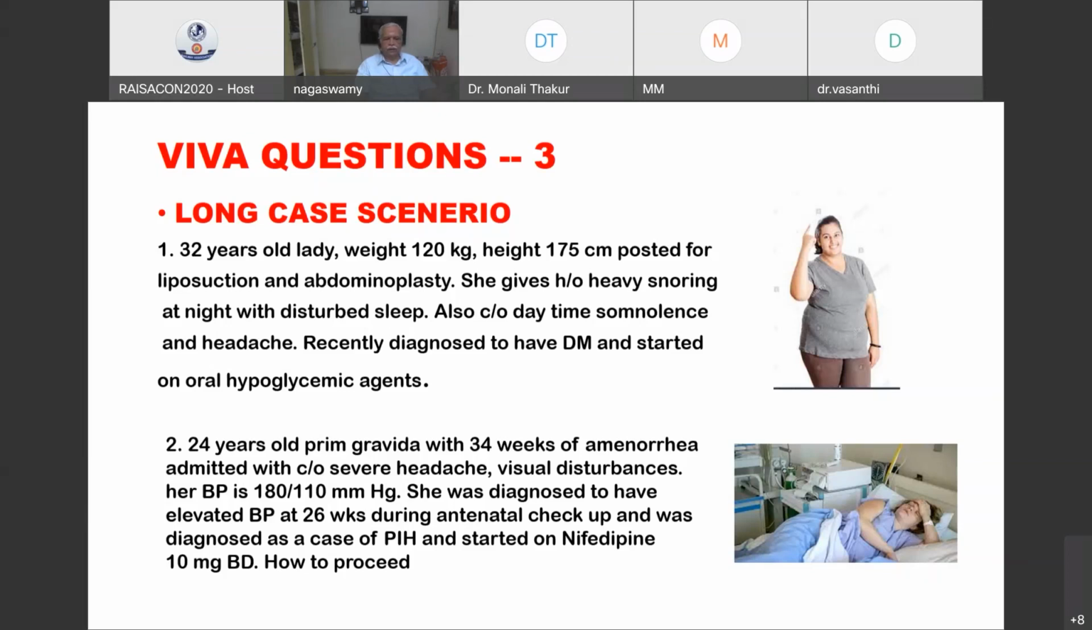So with all these things, now, how do you optimize this patient? This is not, as I told, a life-threatening emergency. It's only a cosmetic procedure. So can you take a little time to optimize this patient, to manage all these complications that are already present in the patient? How do you optimize?